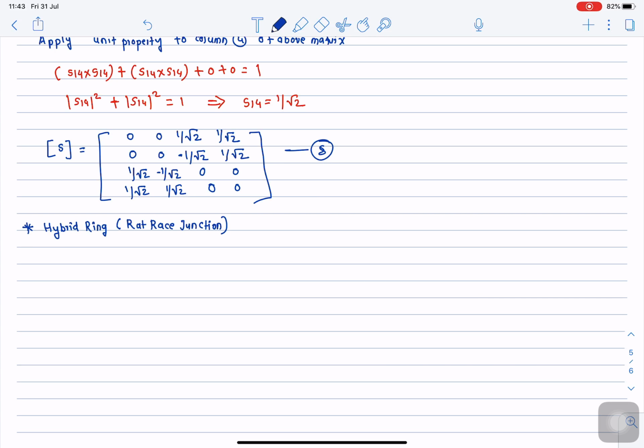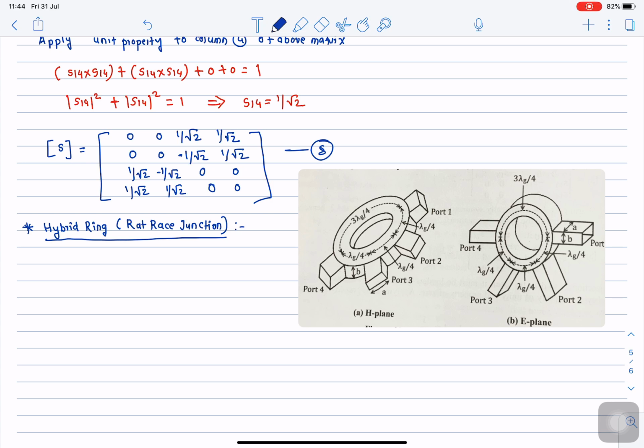So let us see what is this rat race junction or the hybrid ring. Again, please remember that this hybrid ring is analogous to magic T only. Okay, so let us insert the image of rat race junction, this one. Okay, so here you can clearly visualize in this particular diagram. This rat race junction can be designed in either H plane T or in E plane T. So whenever you design the rat race junction in H plane, you need to orient it in a horizontal plane. So this is a horizontal plane.